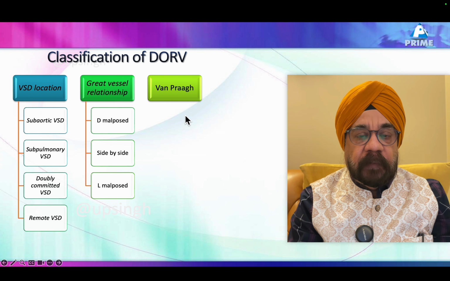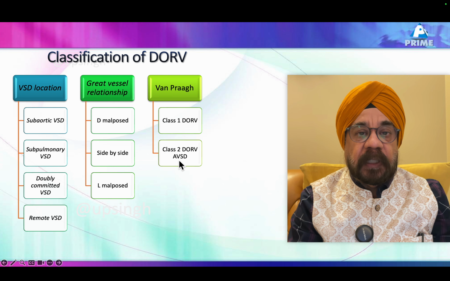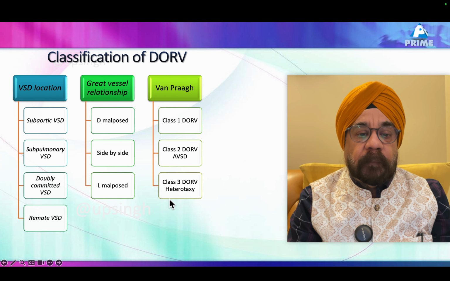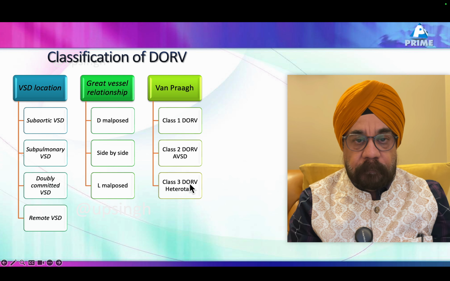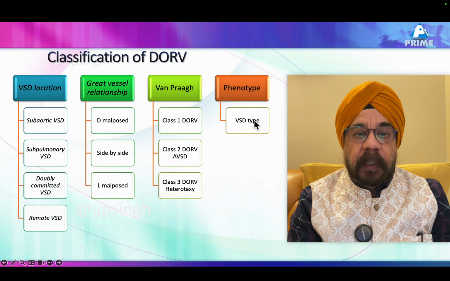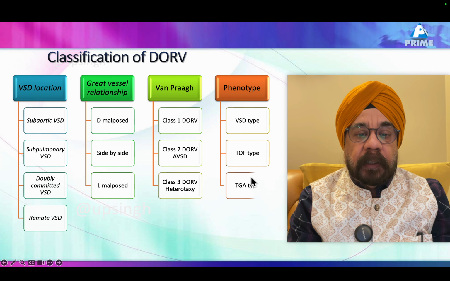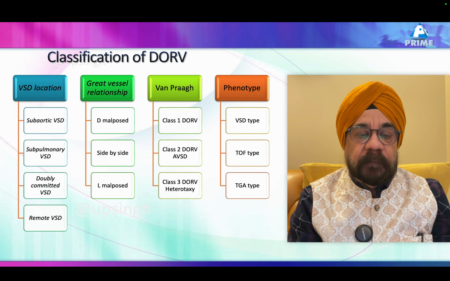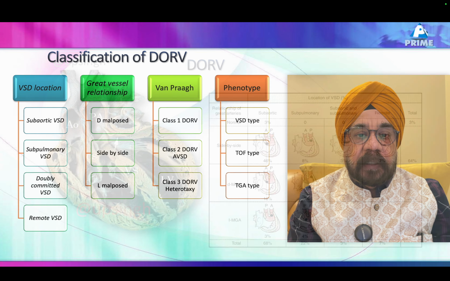Then Van Praagh gave a very nice classification. Class 1 is a simple DORV. Class 2, if it is associated with common AV canal defect, has implications which are very, very different, and DORV with heterotaxy syndromes. Both left and right DORV can happen. Now putting all these components together, DORV can manifest in the following ways. It can manifest as a VSD, it can manifest as a tetralogy of Fallot, it can manifest as a transposition of great arteries. So these are the various manifestations of double outlet right ventricle.